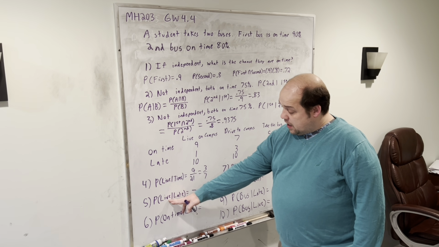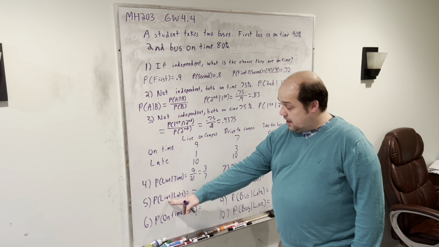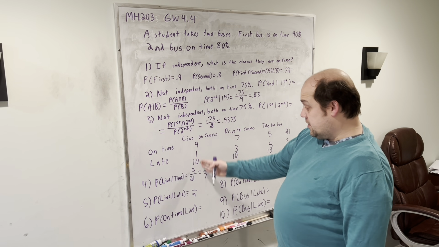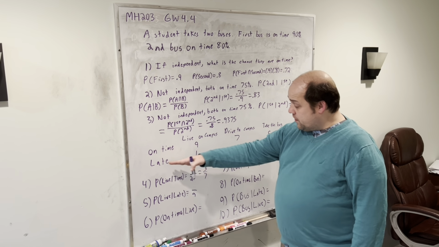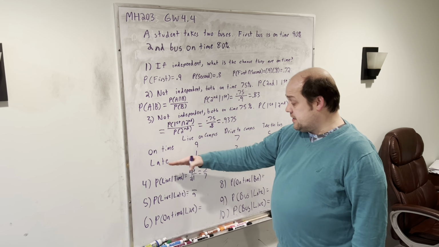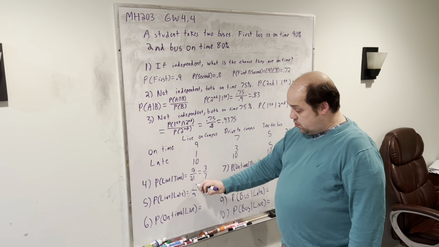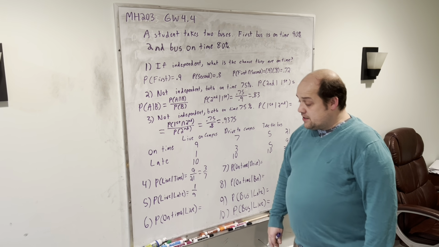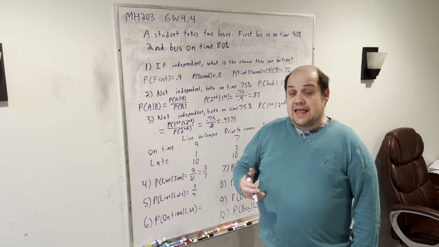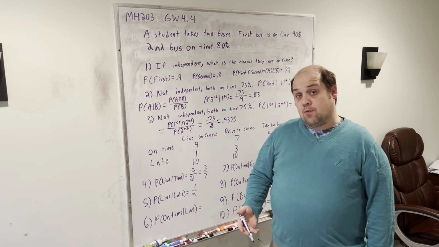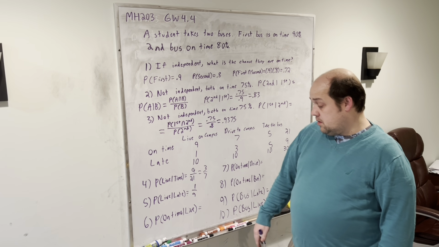I then look for the column overlap from what's in front of the given line. Live on campus is this first column. Where that intersects the row late that we've isolated is this single number 1. So my final answer for the probability that they live on campus given that they were late is 1/9.